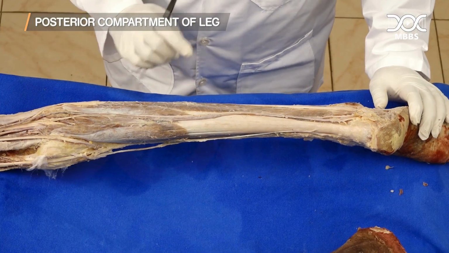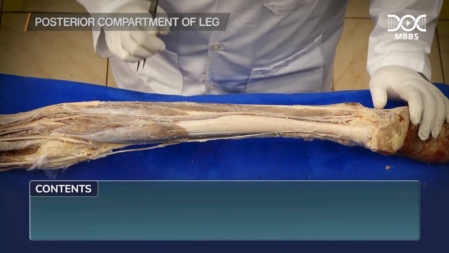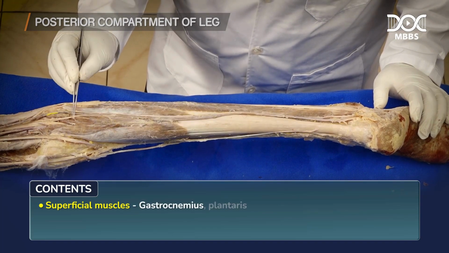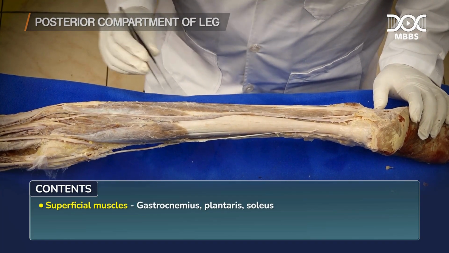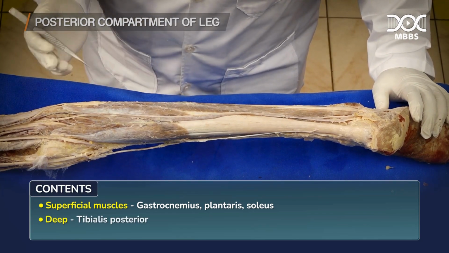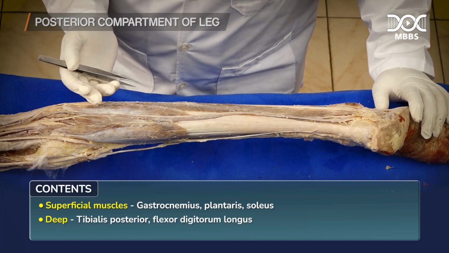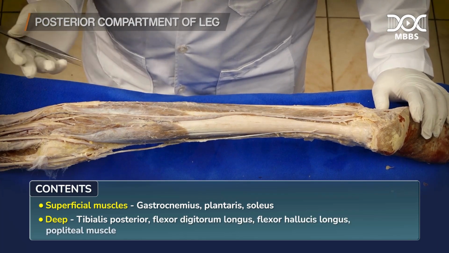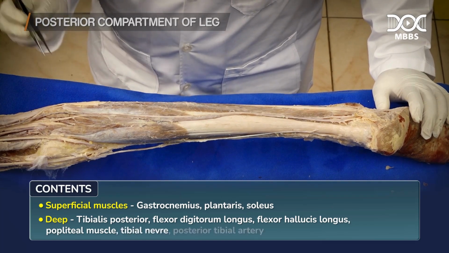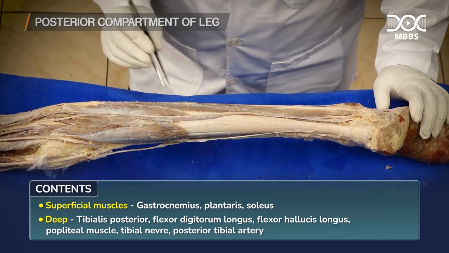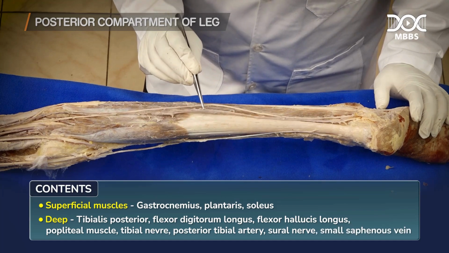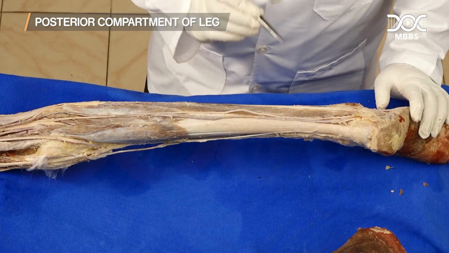What about the contents? The contents of the posterior compartment of the leg include superficial muscles like gastrocnemius, plantaris and soleus. Soleus is seen on a much deeper plane. Then in a much deeper plane we have tibialis posterior, flexor digitorum longus, flexor hallucis longus and popliteus muscles. Apart from this, we will have the tibial nerve, posterior tibial artery and cutaneous structures like the sural nerve and small saphenous vein. Now let us try and learn about these structures.